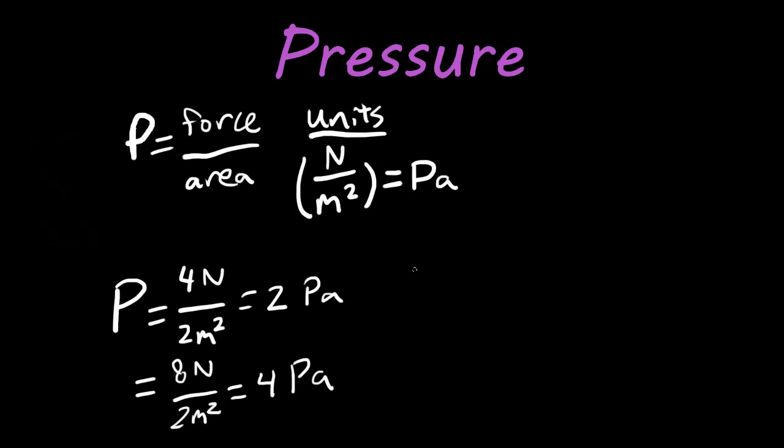But as well, let's say we keep that force the same at 4 newtons and we go down to 1 meter squared for the area. So the area gets smaller. If you can think like a needle or something like that, gets smaller, then we're going to have 4 pascals. And as you can see, this is actually double this initial 2 pascals in our first example.